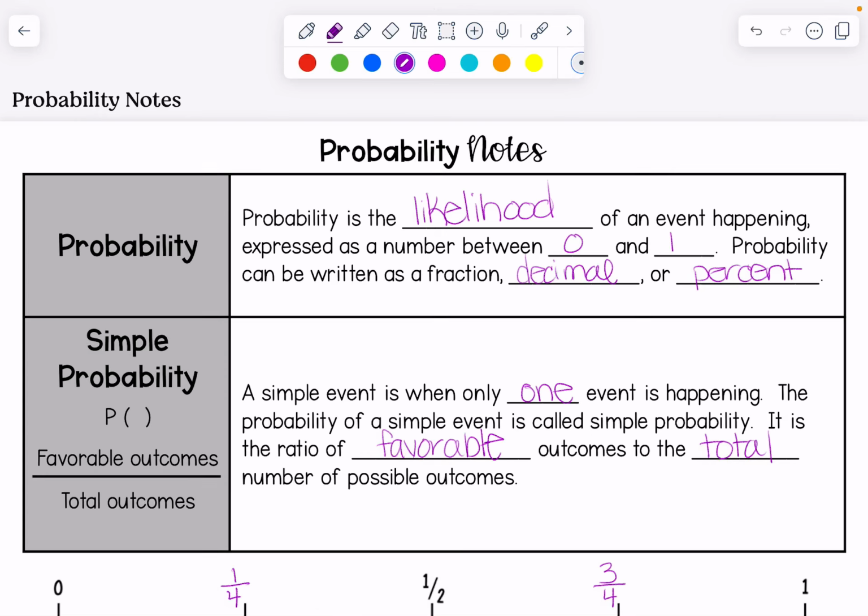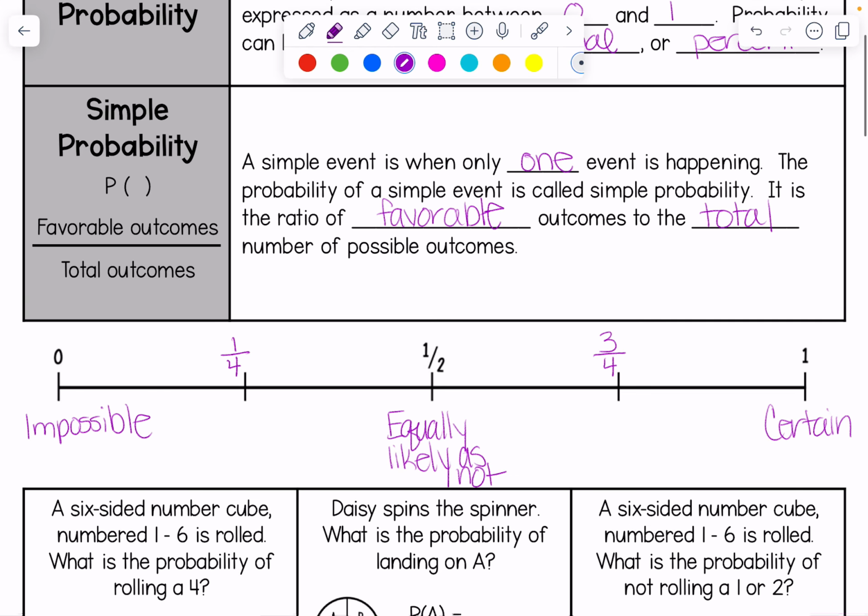Hi, seventh graders. We are going to be discussing probability today. As we've talked about over the past few days, probability is the likelihood of an event happening, expressed as a number between 0 and 1. Any number between 0 and 1, and we can write it as a fraction, a decimal, or a percent.